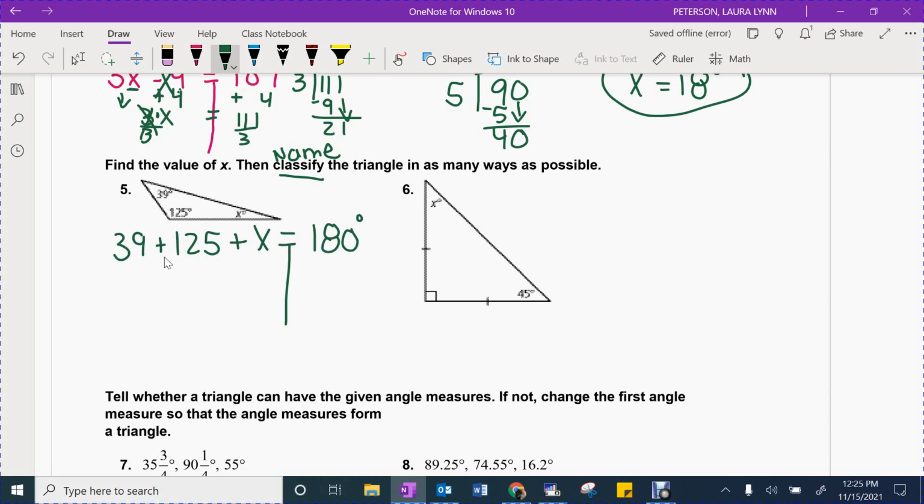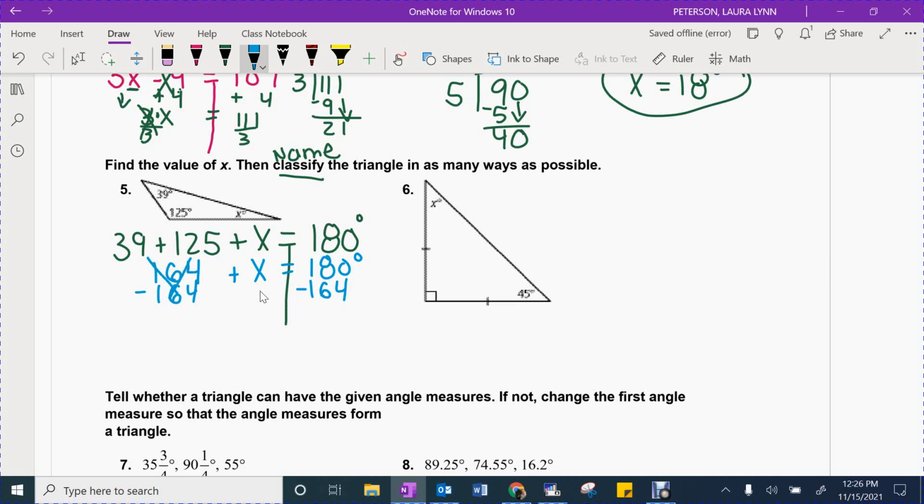Now mathematically all we are doing is adding the numbers together and subtracting from 180, but it's nice to bring back what you were just tested on last chapter. From here, if I add 39 and 125, we get 164 plus x equals 180 degrees. Getting x by itself, what I'm doing is subtracting that constant of 164, because it's a positive number.